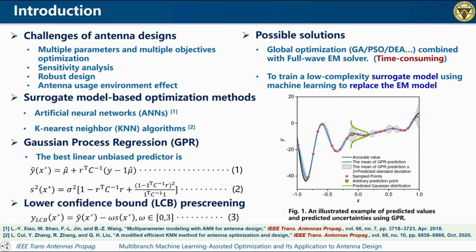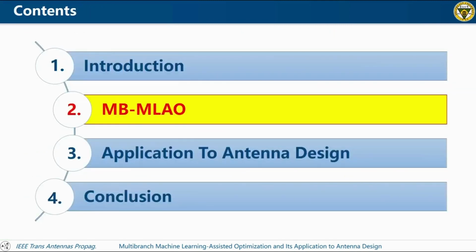Gaussian process regression can give the predicted value and predicted uncertainties, which is widely used in MLAO. LCB pre-screening strategy is introduced to balance between exploration and exploitation. The LCB constant setting always relies on the experience of designers, which largely affects the robustness and performance of the algorithm. To solve this problem, a multi-branch machine learning-assisted optimization, for short MBMLAO, is proposed.